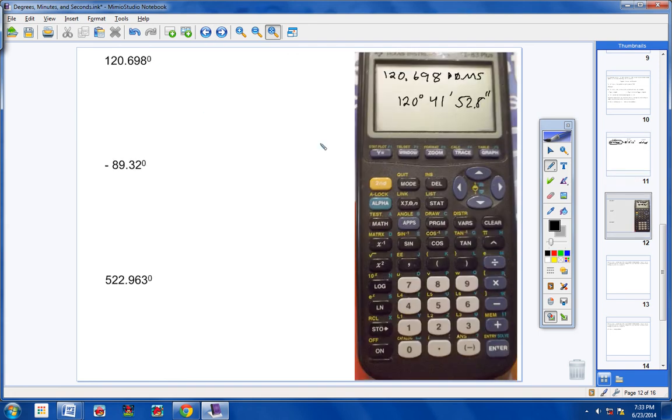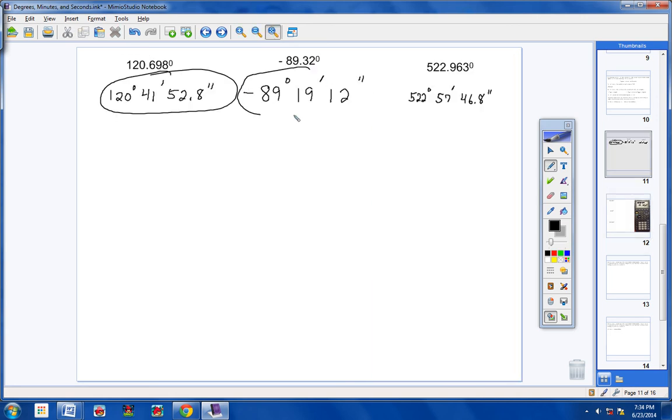Okay, let's try another one a little faster. Using your calculator, type in negative 89.32. Don't worry about the degree symbol, it's not a big deal. Then hit second, then apps, then hit option 4, and this arrow will appear with the letters D, M, S. If you hit enter, you get negative 89 degrees, 19 minutes, and 12 seconds, which is the exact same thing we got back here.